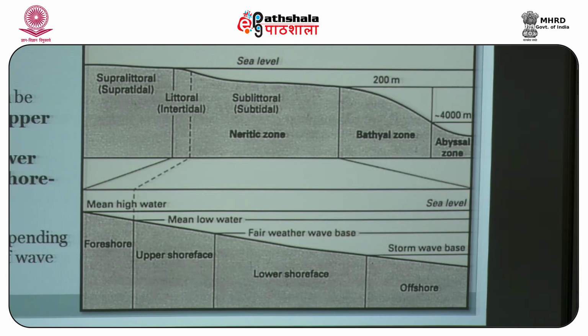What is wave base? Wave base is the depth at which the wave first touches the sea floor. So, it varies for fair weather and storm weather. Now, upper shore face is characterized as the area between the mean low water and fair weather wave base. Lower shore face is between fair weather and storm weather wave base, and offshore is the area below the wave base up to the shelf break.